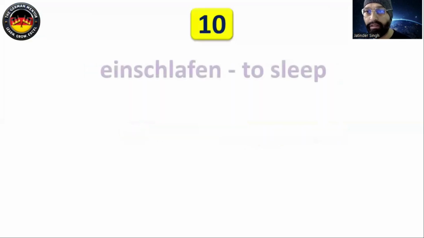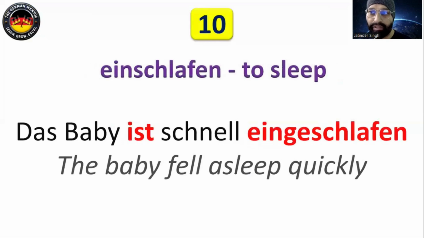Nummer 10, the next one, einschlafen, which means to sleep. Das Baby ist schnell eingeschlafen. The baby fell asleep quickly. So this is also a case of change of state, not a movement, a change of state or a condition. So einschlafen is also a separable verb. So it follows the same rule which I just explained earlier. So you have to put an extra ge after the prefix in the past form.